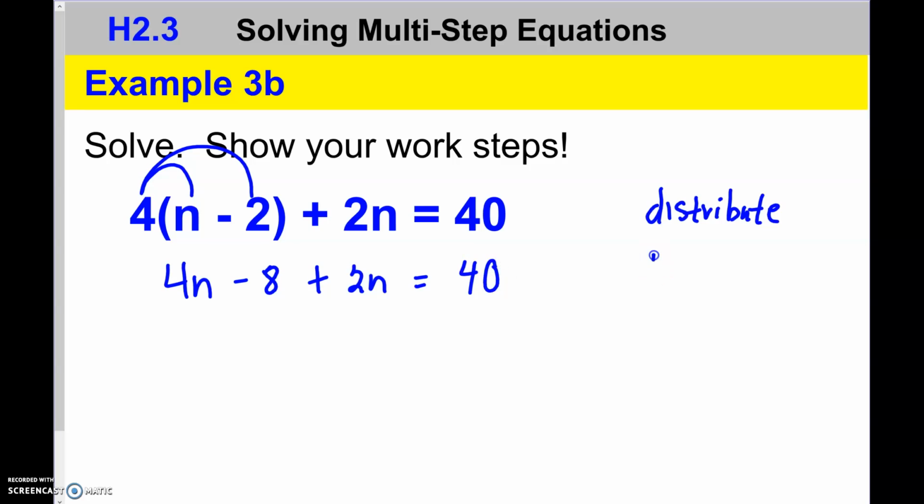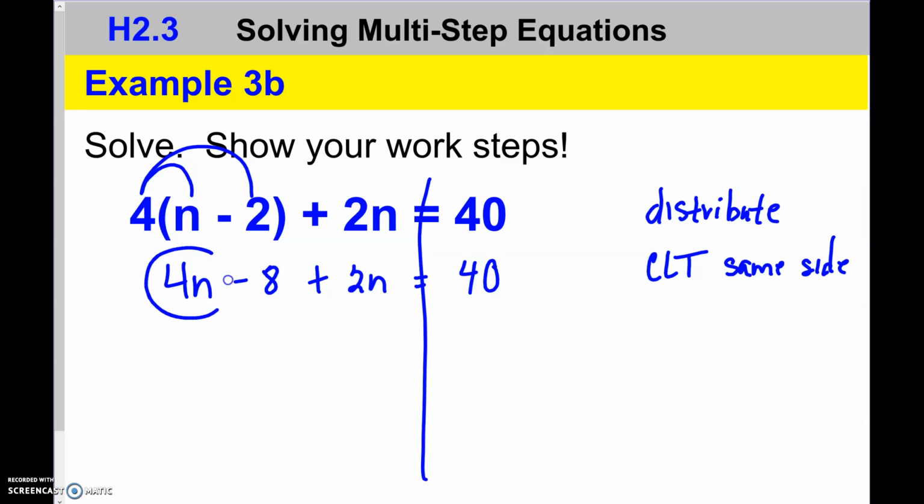Okay, now we are going to combine like terms on the same side of the equal sign. So same side of the equal sign. Okay, so this is a 4n and a plus 2n. So I have 6n minus 8 equals 40.